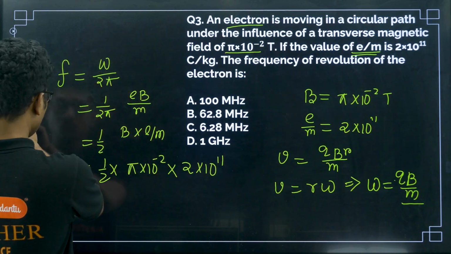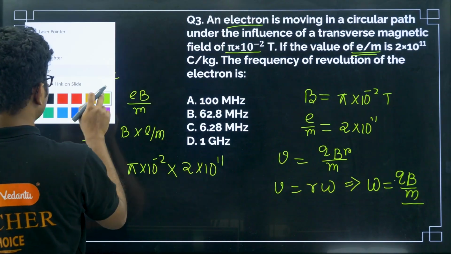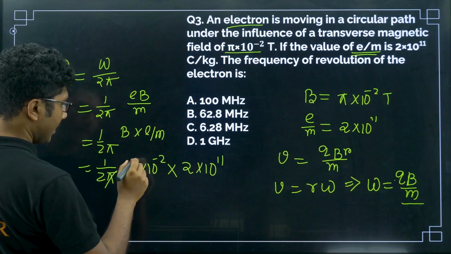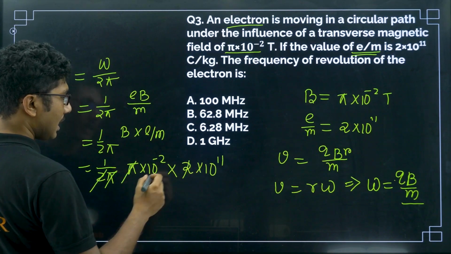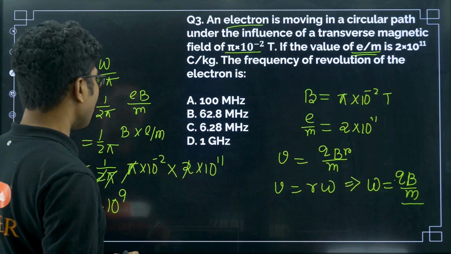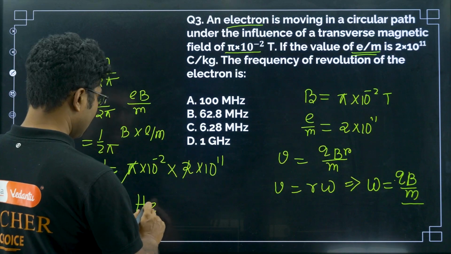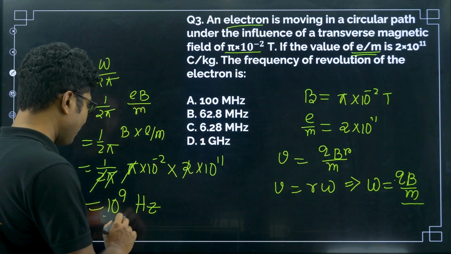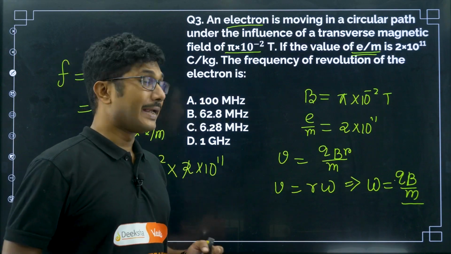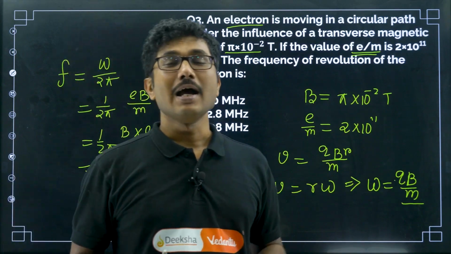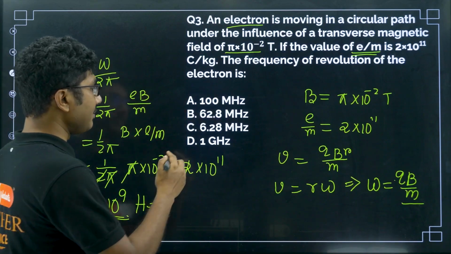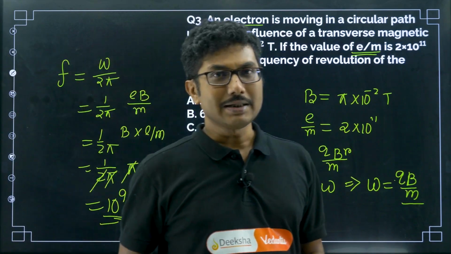There was a 2 pi here, so 1 by 2 pi. So pi cancels, 2 cancels, and you can see this is 10 to the power of 9 hertz. The unit of frequency is hertz. So, 10 to the power of 9 means what? Kilo is 10 to the power of 3, mega is 10 to the power of 6, and giga is 10 to the power of 9. So, in this case 10 to the power of 9 means 1 gigahertz. That is the simple answer.